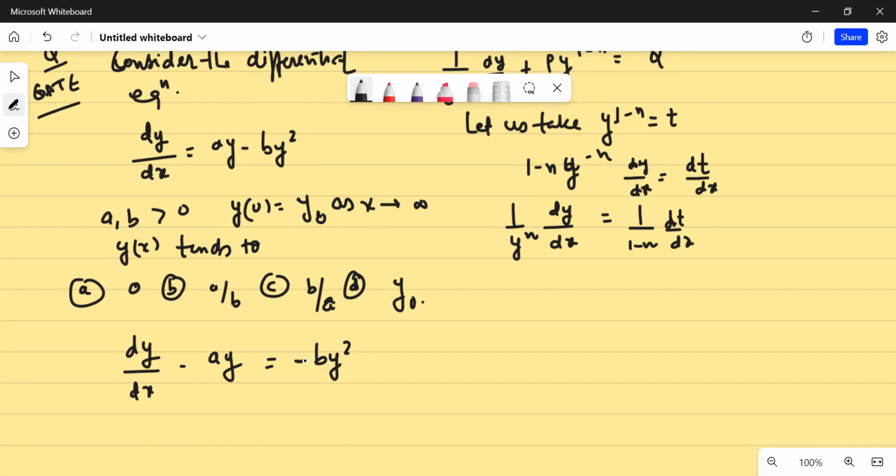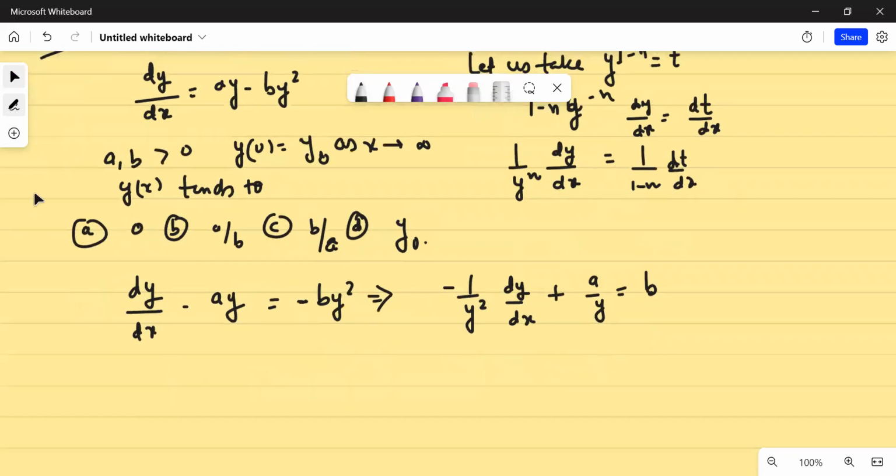So what I'll do, I'll divide this entire thing by minus 1 upon y square. So minus 1 upon y square dy by dx plus a by y, I'll get simply b. Is that clear? If I divide it by minus y square all through, this is what I'll get.